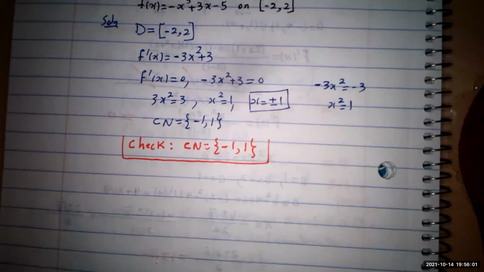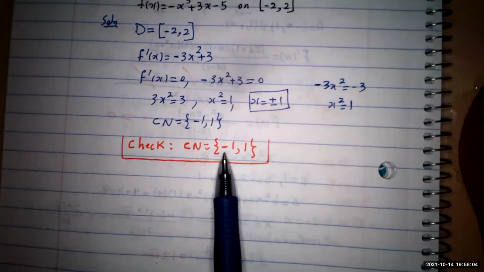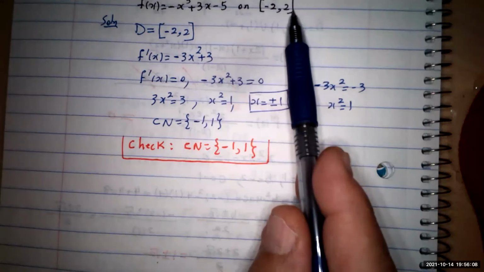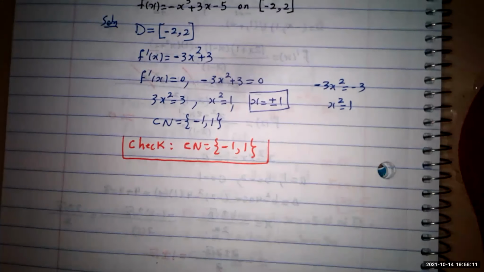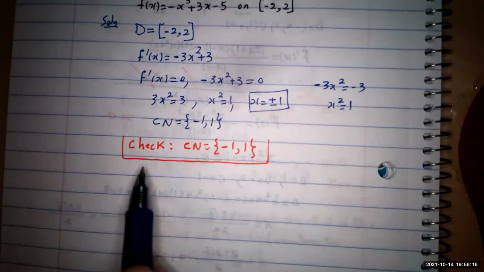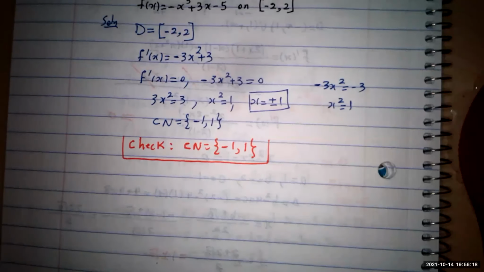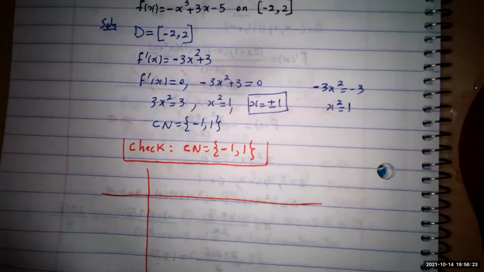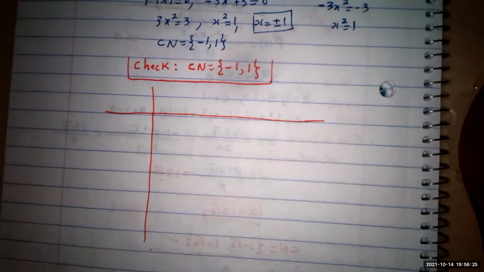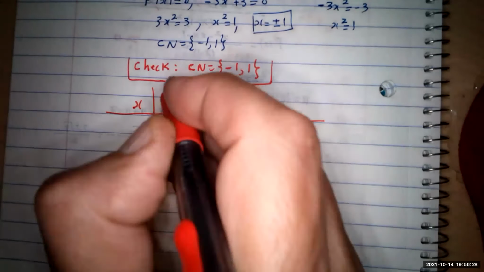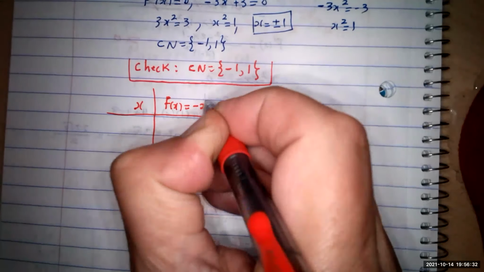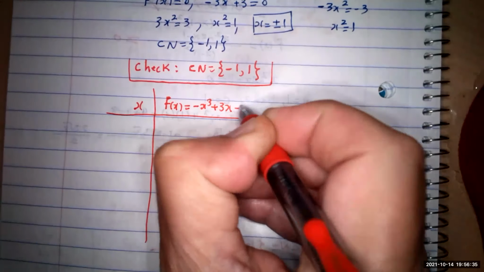Now, remember, you have to find the value of the function at -1, +1, and the endpoints of the interval, -2 and 2. That gives you a bunch of numbers. The smallest one is the absolute minimum. The largest one is the absolute maximum. So we have to check first. Now we get a kind of table and do this calculation all together. So this is the x, and this is your f of x, the function. f of x is -x³ plus 3x minus 5.